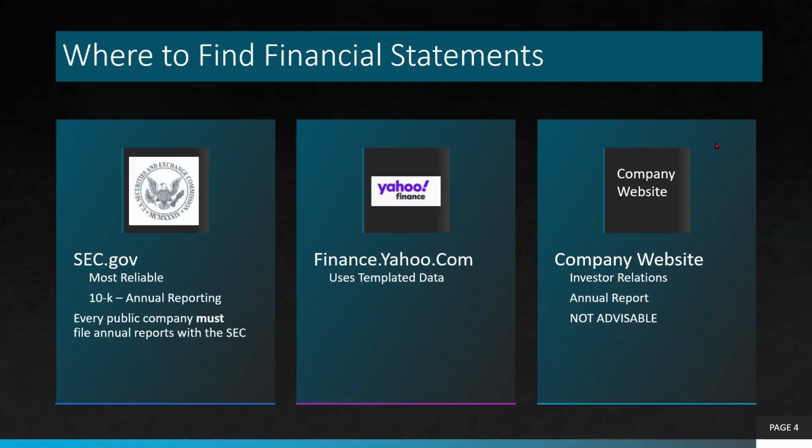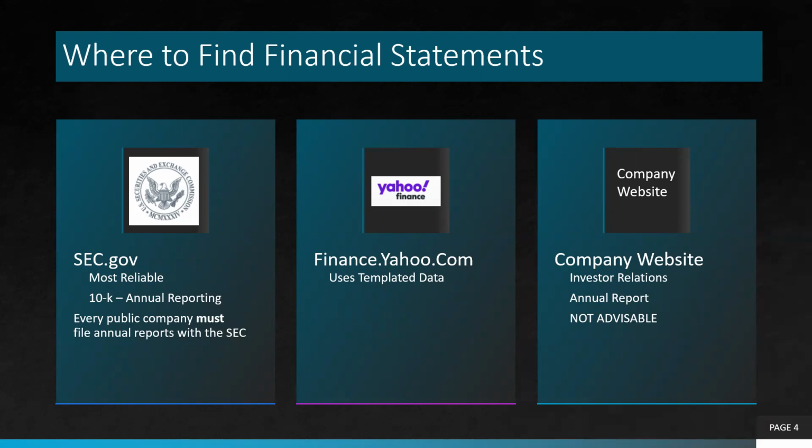So where can you go to find financial statements on a publicly traded company? SEC.gov is the most reliable website. It provides the 10K reports for a public company every year, and it is required for them to report to the SEC. So it is audited data, it is the most updated data, and that's your best source to find publicly traded company information.